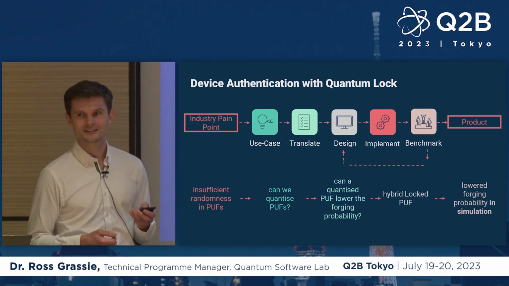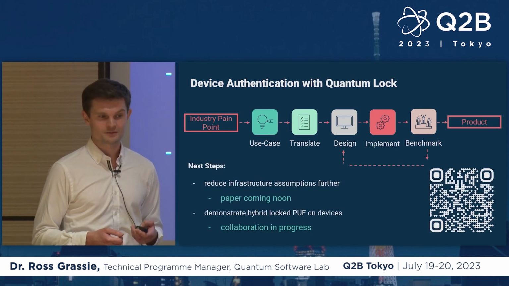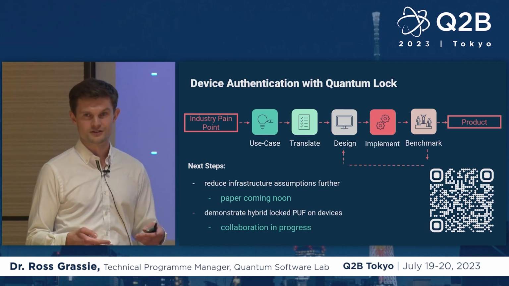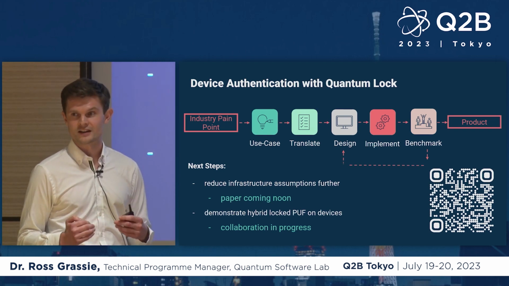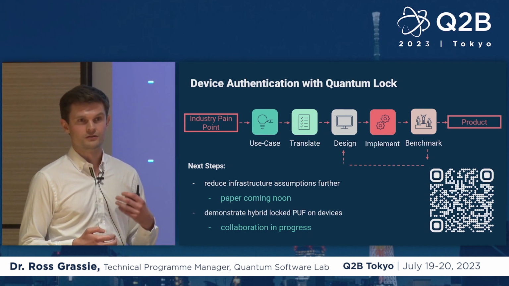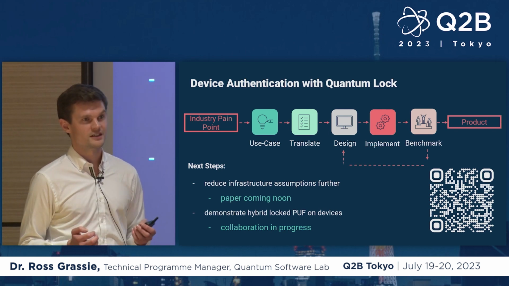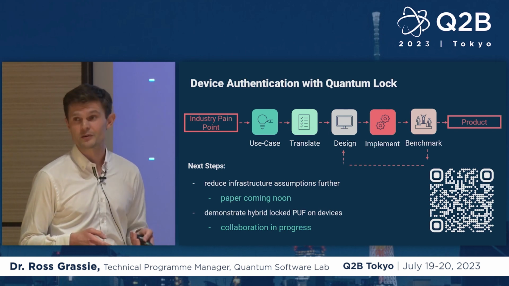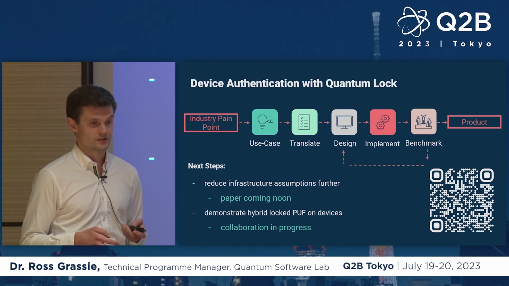This led to the design of this hybrid locked PUF, which was able to do that, but importantly, only in simulation so far. So a clear next step is to reduce the infrastructure assumptions even further so that this can actually be implemented on the QKD technology that we have today. And there is a paper coming out soon which shows exactly this.